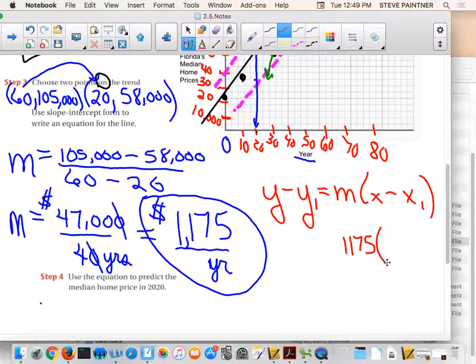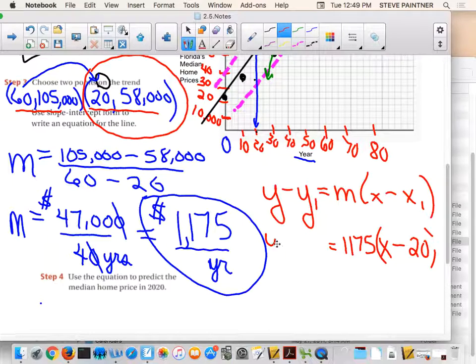Okay, x minus, which point do you want me to use? This one or this one? See, this is where you guys are all a little different. You're picking different points than I'm thinking. Okay, we're going with this one. So x minus the 20 equals y minus 58,000. Okay, and now you've got to solve for y.